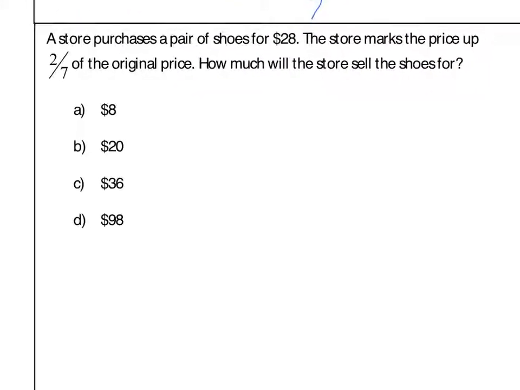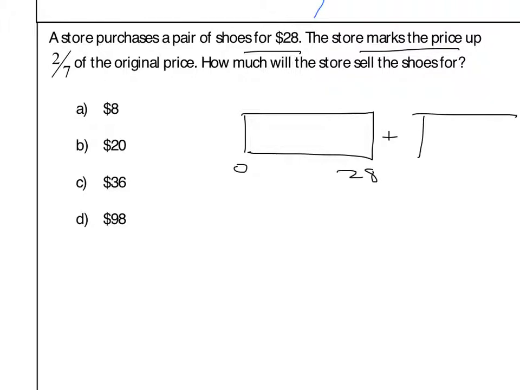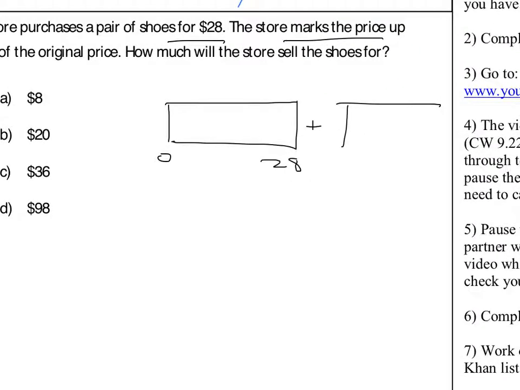Next one, we have shoes that were marked up. The store purchases the shoes. That means originally they paid $28 for them. And they added 2/7 of the original price. So I need a second bar for what was added on. And so this is 7 out of 7 for this original one whole.